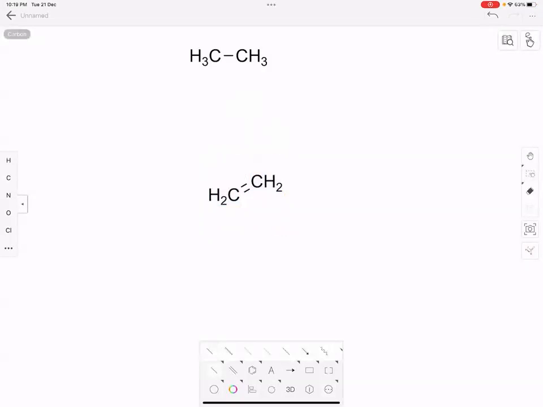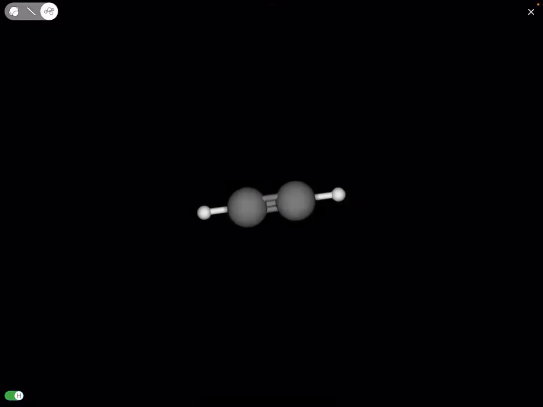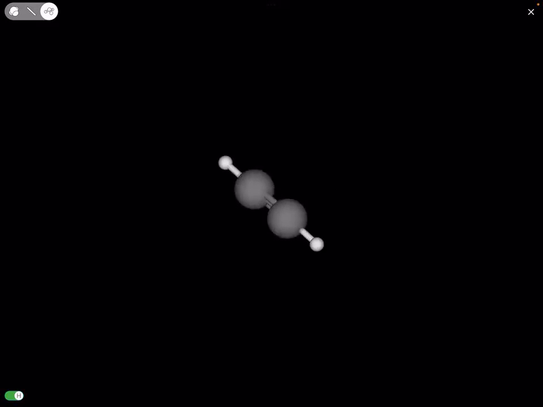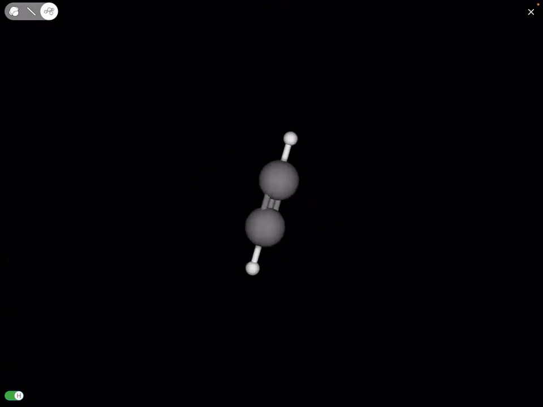But for the triple bond, there is no use now. Anyway, this is acetylene, right? If you look at the 3D structure of this, it will be like this. This also cannot rotate, see? And it is linear, only in one plane, actually on one line. So even this triple bond cannot rotate.